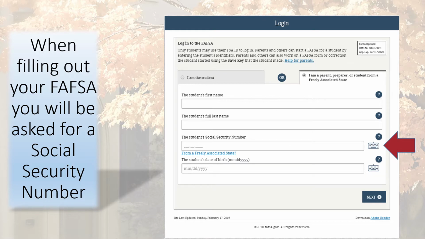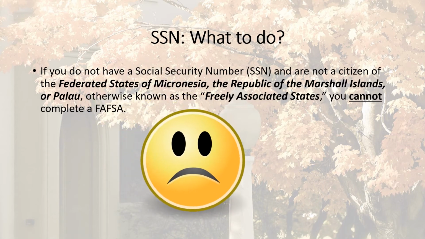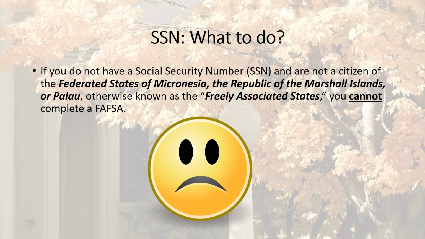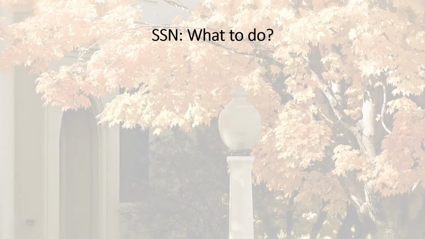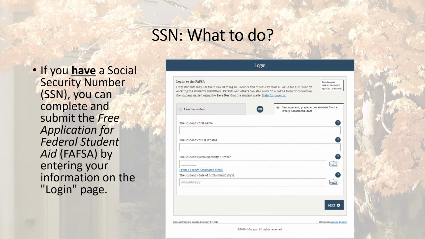The first thing you will notice when getting ready to fill out your FAFSA is that it requires a Social Security number. If you do not have a Social Security number and are not from the freely associated states, you cannot complete your FAFSA. If you have a Social Security number, you may complete and submit your FAFSA by entering your information on the login page.